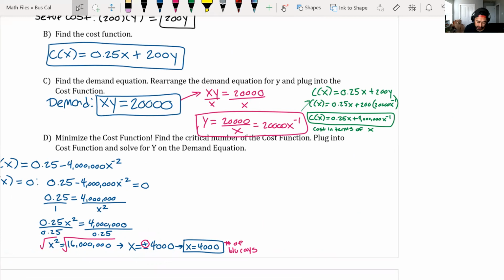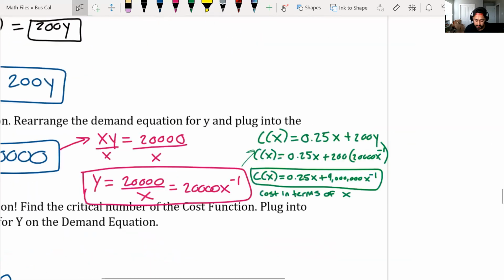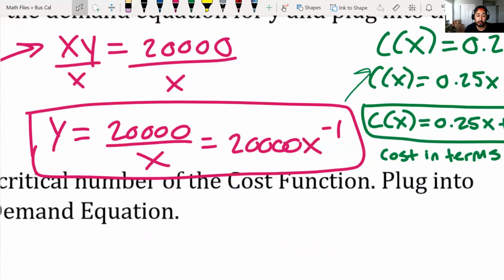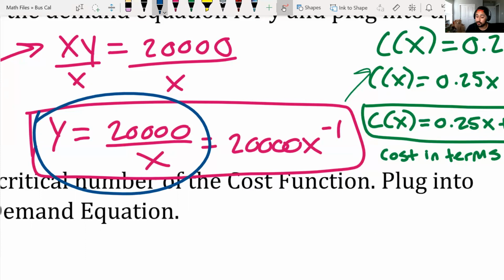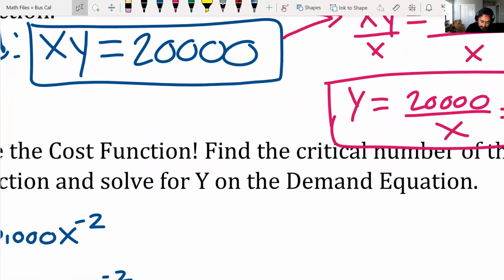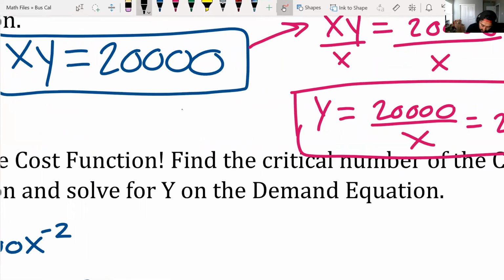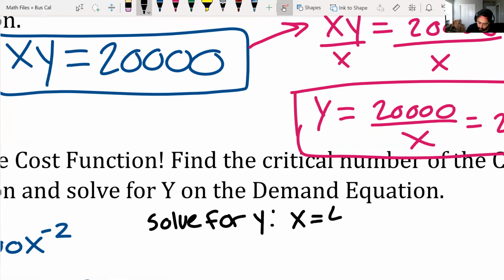So what we're going to do next is solve for y. That's the next step. And we're going to solve for y because we already created an equation for y. We are going to use this to solve for y. y equals 20,000 over x. So there's my next step. I'm going to say solve for y when x equals 4,000.